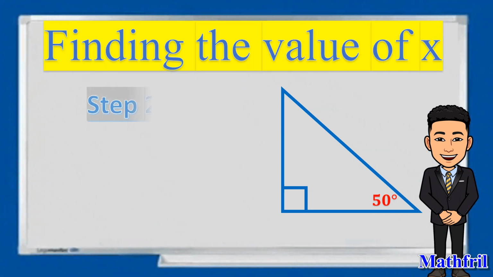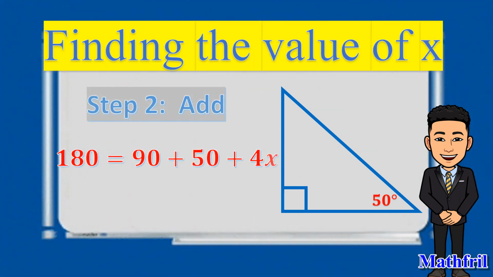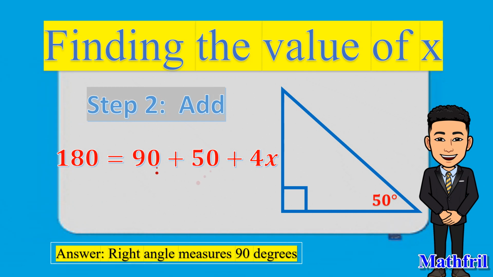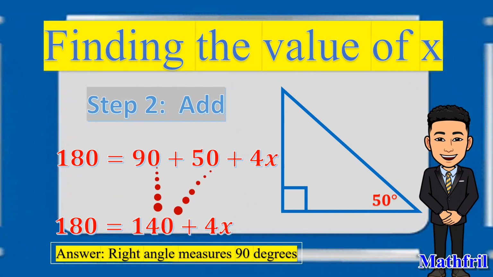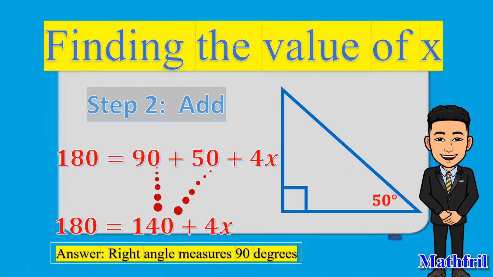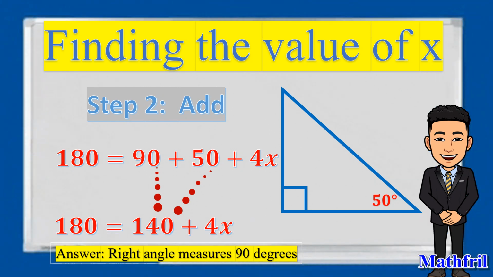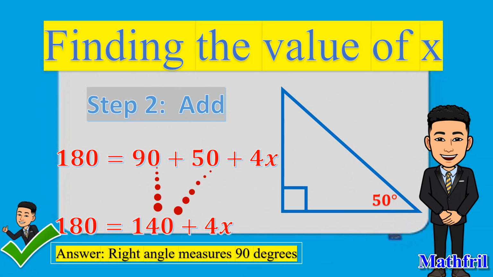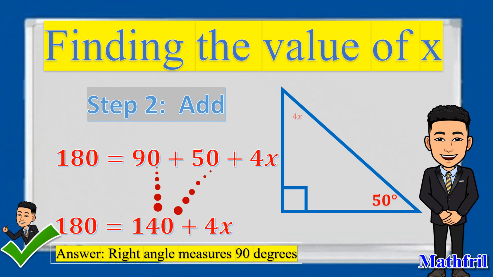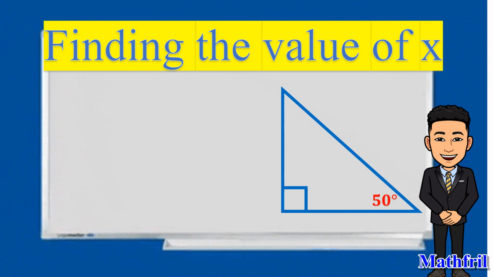So let's proceed to step number 2. We have to add. In the same manner, we will use 140. But there is a new revision: 180 equals 140 plus 4x. Again, plus 4x. And that's the idea there.